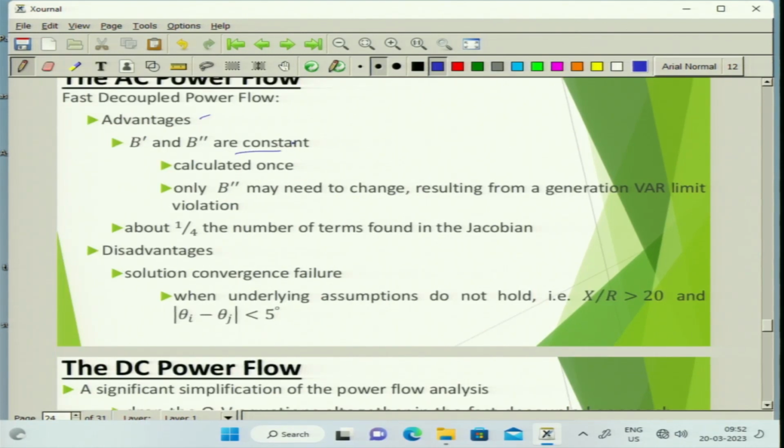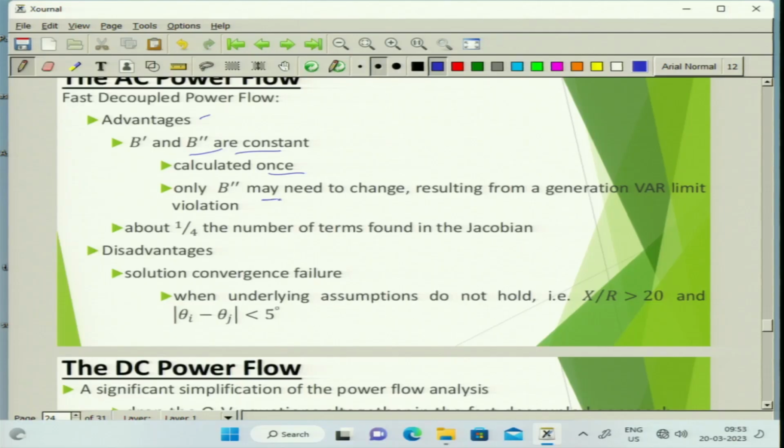So, B dash and B double dash are constant, because once calculated, they are already there. It is a constant matrix, the line parameters will not change. That means once you obtain B dash and B double dash, invert them and keep them stored, so that you need not calculate the Jacobian inverse for every iteration. That will save a lot of time. Calculate only once, and only B double dash may need to change resulting from a generator var limit violation.